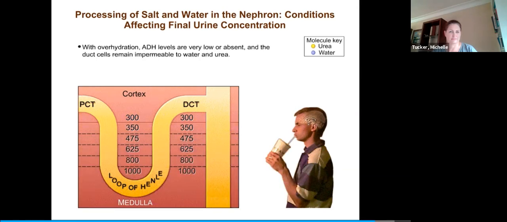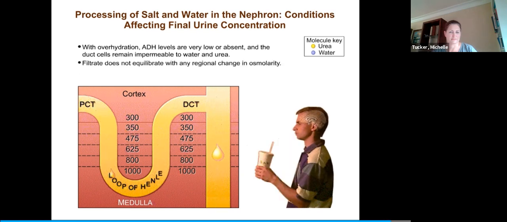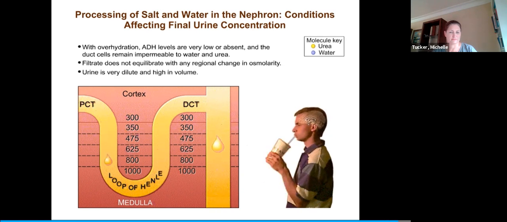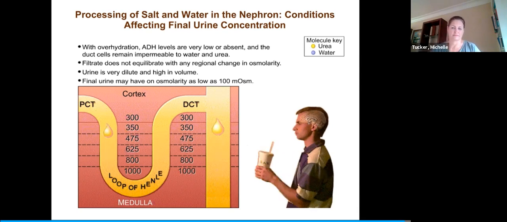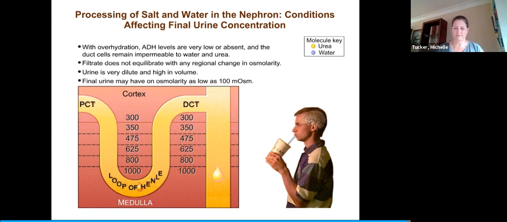With overhydration, ADH levels are very low or absent, and the duct cells remain relatively impermeable to water and urea. The reduction in urea permeability decreases the medullary interstitial osmotic gradient, reducing the water-drawing power of the interstitium. As the filtrate passes through the lumen of the medullary collecting duct, it does not equilibrate with any regional change in osmolarity and therefore remains unmodified. Notice that the filtrate drop remains the same size and color as it descends through the duct. The final urine, which is dilute and high in volume, may have an osmolarity as low as 100 milliosmoles.